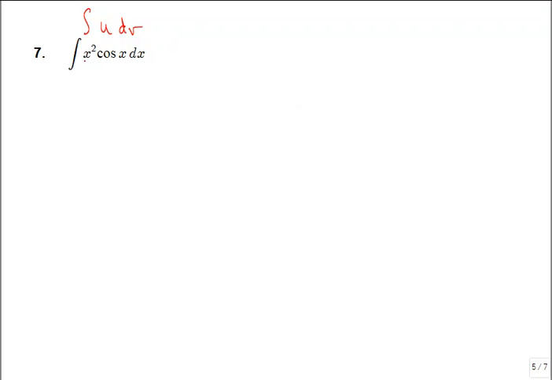So you could let your u be the x squared, or you could let your u be the cosine of x, either one. I usually, most of the time, let my u be that power of x so that when I do my du, its power gets smaller and therefore simpler. So that's what I'm going to do here. I'm going to let u be x squared so that du becomes 2x dx. That means my dv is the cosine x dx, and that thankfully is something I can integrate. The integral of cosine x is just sine x, and I don't need any negatives there.